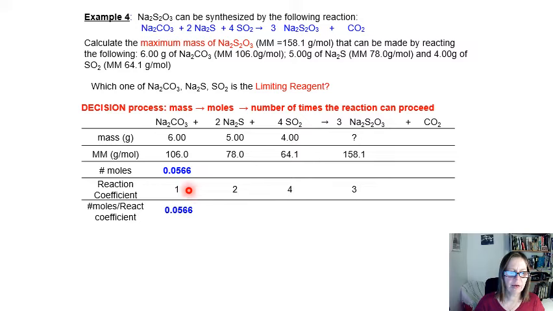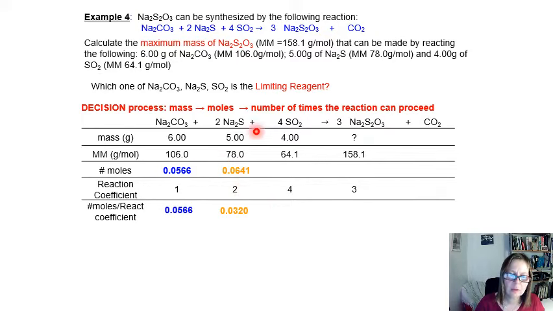So if we look at sodium carbonate, number of moles is 0.0566. Divided by the reaction coefficient, it gives us 0.0566 moles per reagent coefficient, which really is telling you the number of mole times the reaction can proceed based on sodium carbonate. We do the same thing for sodium sulfide. So here we are going to have 0.0641 moles divided by the reaction coefficient.